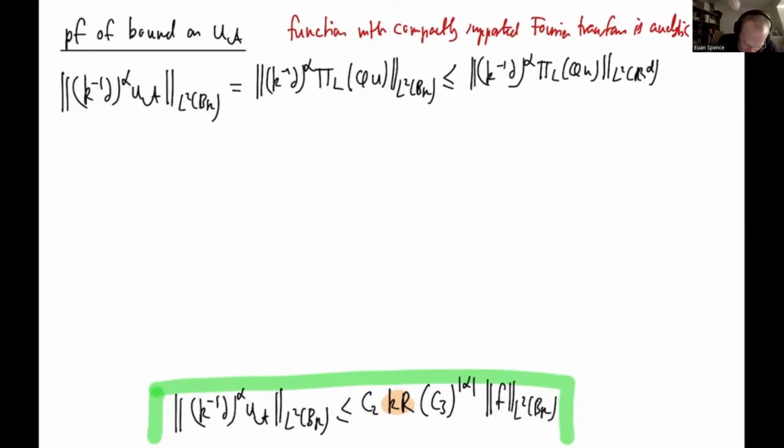Okay, now I use Plancherel's theorem, so that then this norm is equal to (K over 2 pi)^D times the norm of the Fourier transform of this thing, right?